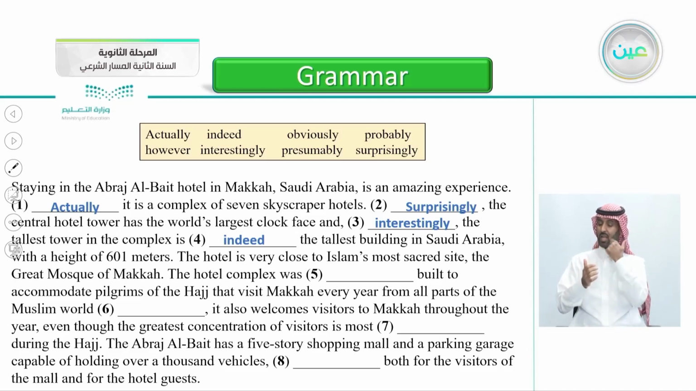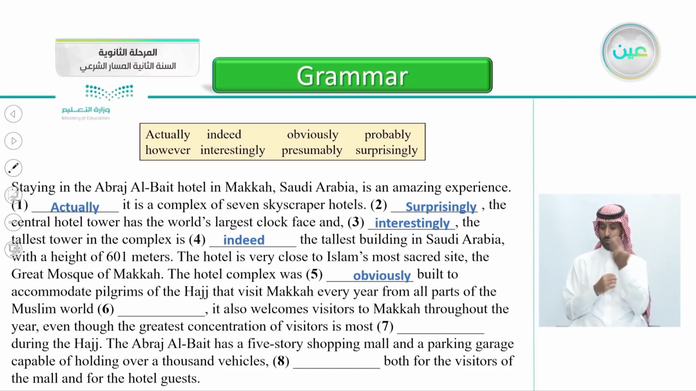The hotel is very close to Islam's most sacred site, the Great Mosque of Mecca. The hotel complex was, number 5, built to accommodate pilgrims of the Hajj. Number 5 is, yes, obviously, something that we all can notice. Obviously, built to accommodate pilgrims from the Hajj that visit Mecca every year from all parts of the Muslim world. It also welcomes visitors to Mecca throughout the year.